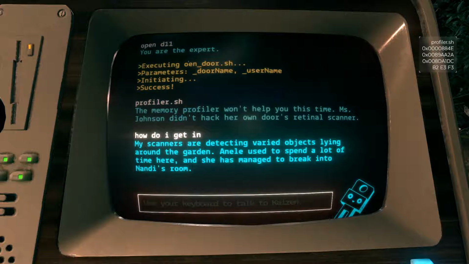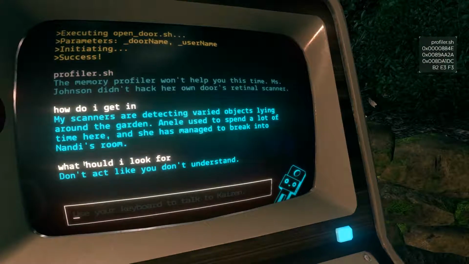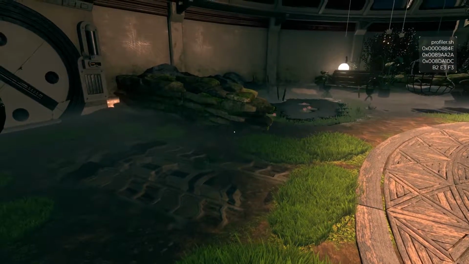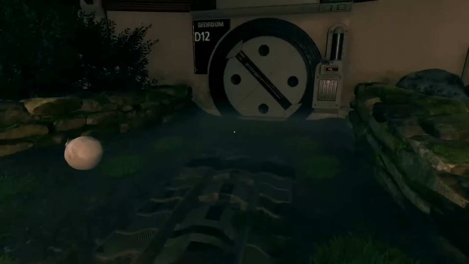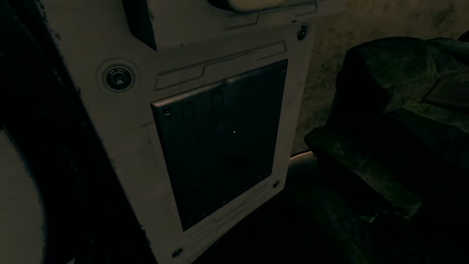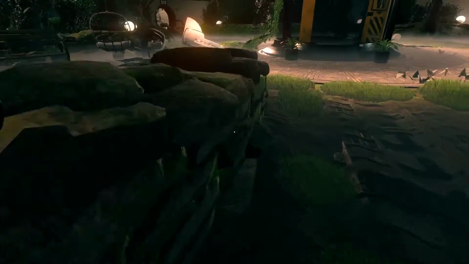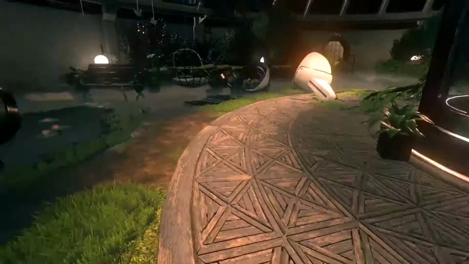Okay. What should I look for? Alright, so maybe I need to hack the door. Alright, well, we'll just look around. Clearly, there's something I'm supposed to be finding.